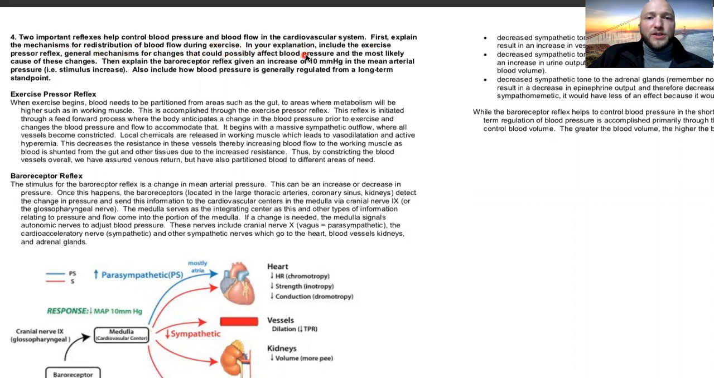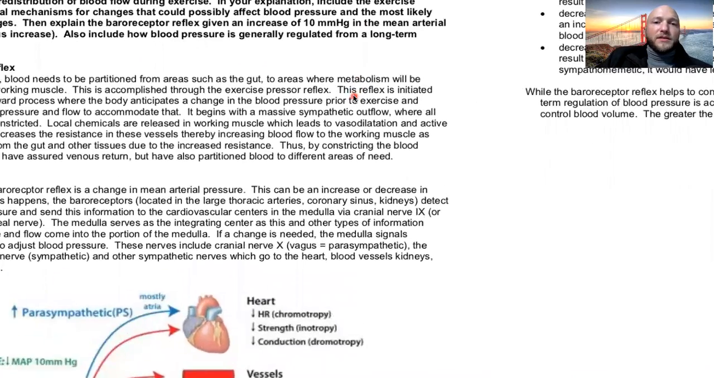In your explanation, include the exercise pressor reflex, general mechanisms for changes that could possibly affect blood pressure, and the most likely cause of these changes. Then explain the baroreceptor reflex given an increase of 10 millimeters of mercury in the mean arterial blood pressure. Also, include how blood pressure is generally regulated from a long-term standpoint.